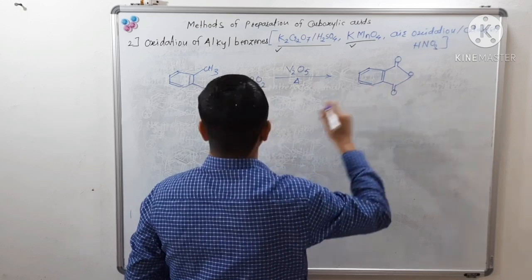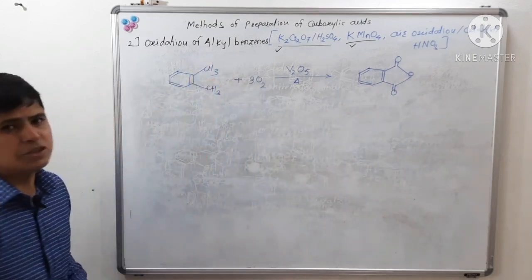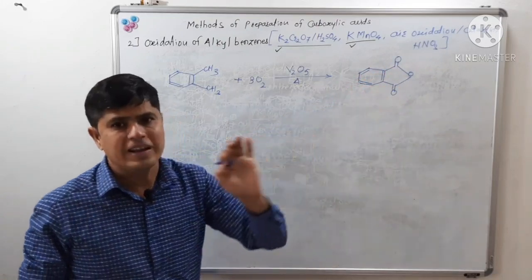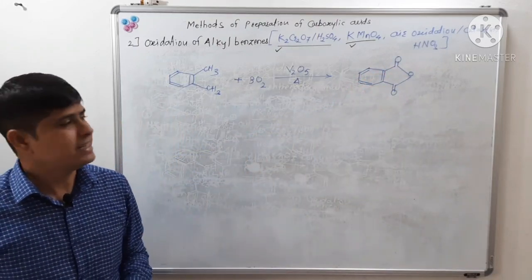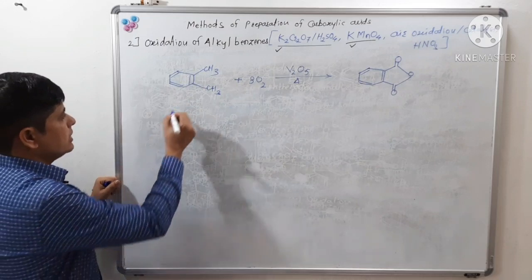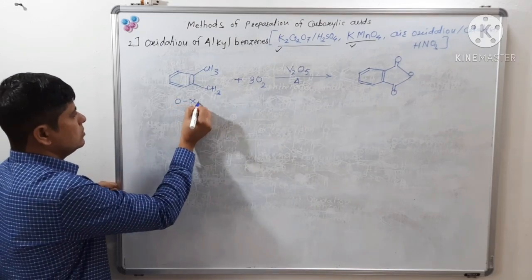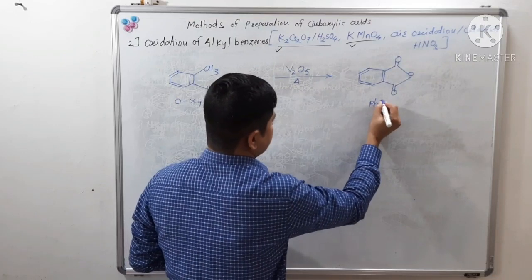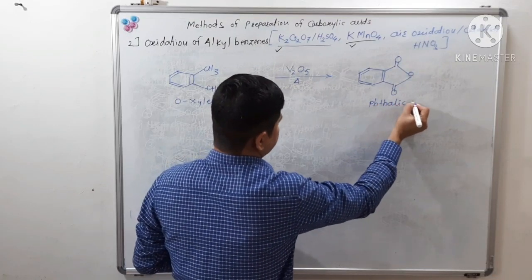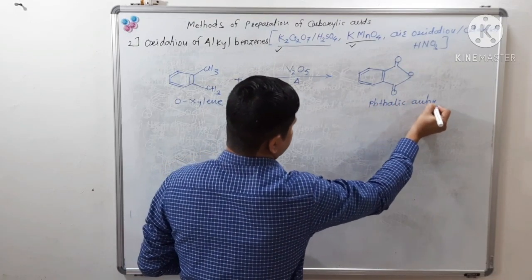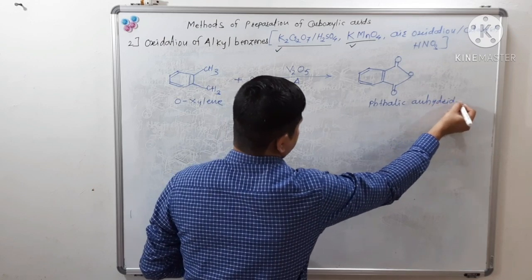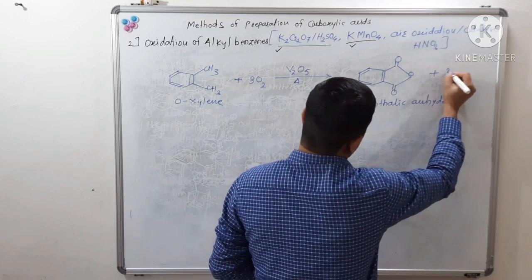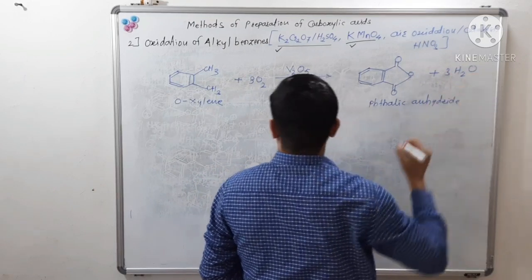There will be conversion of the methyl groups into a cyclic anhydride ring, that is, orthoxylene will get converted into phthalic anhydride. And there will be formation of 3 moles of water.